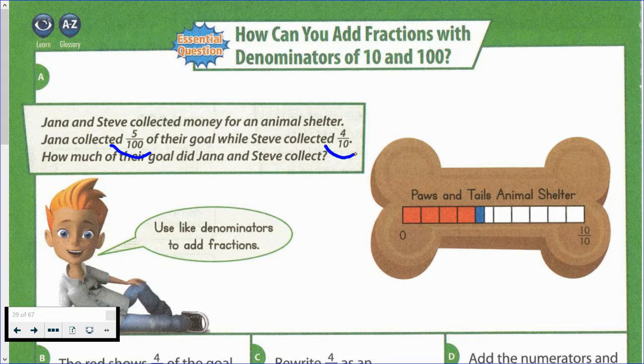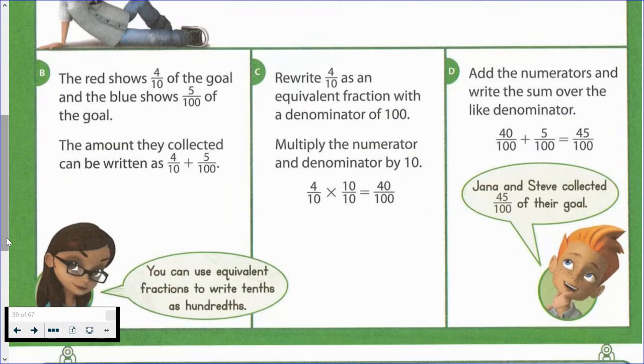Steve collected 4/10 of their goal. And you see their amounts represented here. So obviously Steve, with the 4/10, completed a much higher amount than Jana with only 5/100. So what your math book is trying to show you here are the steps that you would go through.